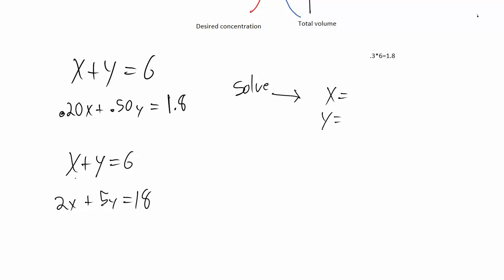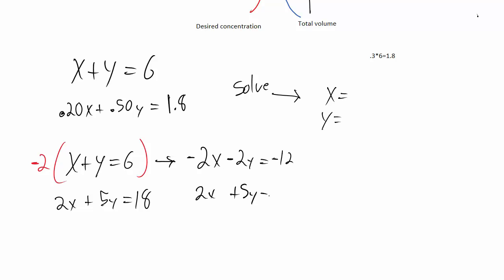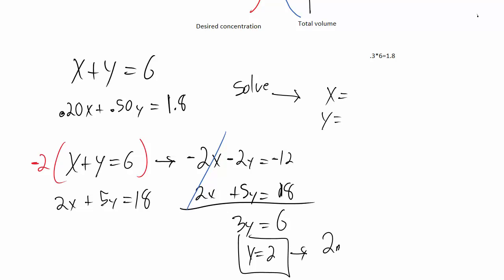If I want to solve those systems, I can use the elimination method. You could use other methods, but I decided to multiply the second equation by 10 to get rid of the decimals, and take the first equation and multiply it by -2. This is just a review of the elimination method. You get that the y equals, I made a little mistake there. 3y is equal to 6, so the y is equal to 2.